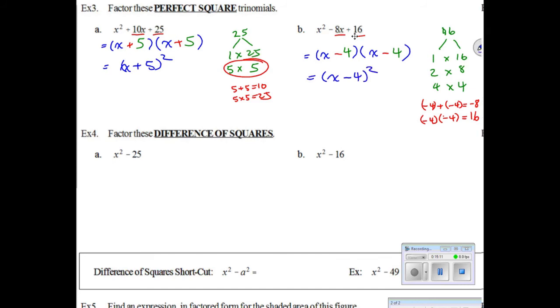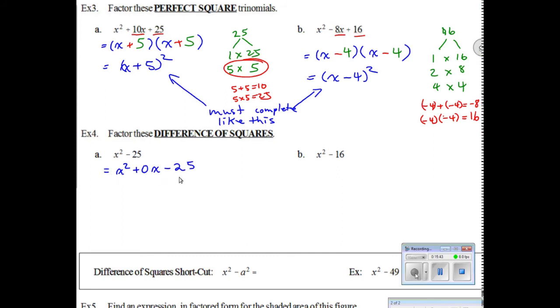Okay? Now let's talk about difference of squares. Okay? Alright, sorry, I guess I should say this one more time. We really have to complete that problem like that. If you see matching factors, write it as this. Alright, so x squared minus 25 for difference of squares can be written as x squared plus 0x minus 25. So here's what we're going to do. We're going to set up our bracket, okay?